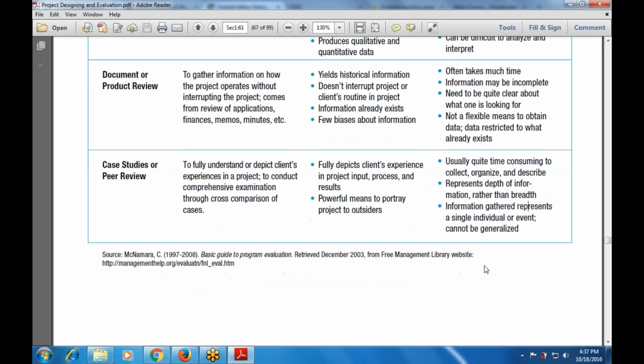Then the next one is that the information gathered represents a single individual or event. It cannot be generalized. It cannot be generalized with the event, with the concept, with the hard working, with the software or the concept map.